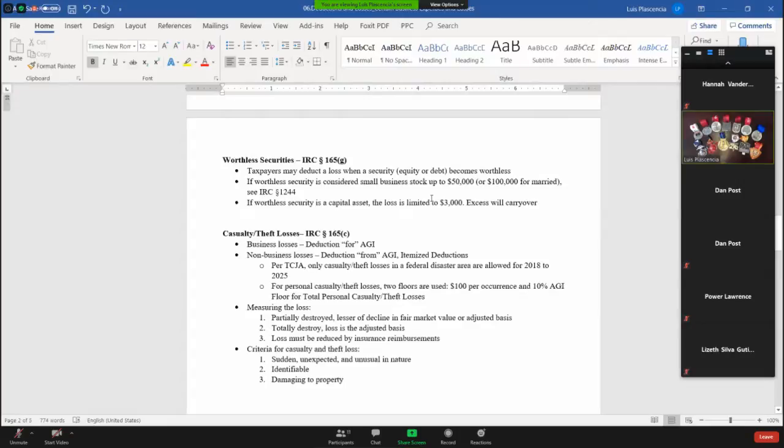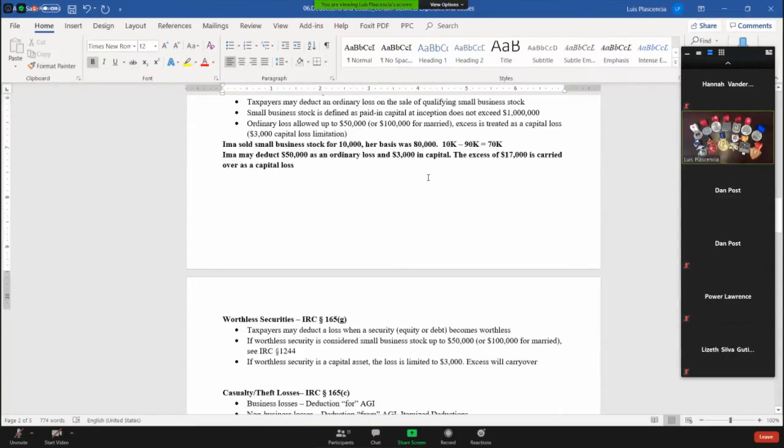So for worthless security, it can even be a new venture. You put money into a new venture, and they did start the new venture. Then they didn't have enough customers, and they didn't last 2 years or whatever the case may be. But again, you could use worthless securities and also Section 1244.